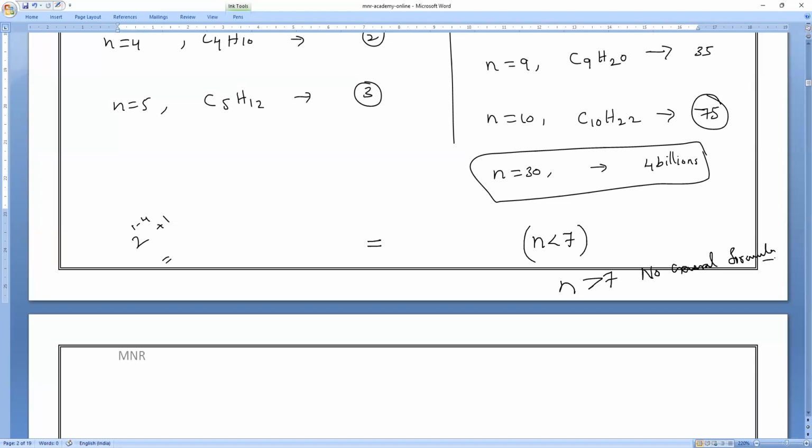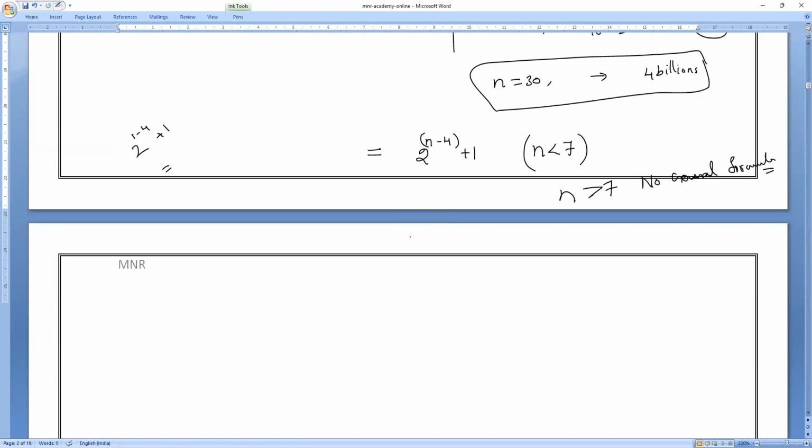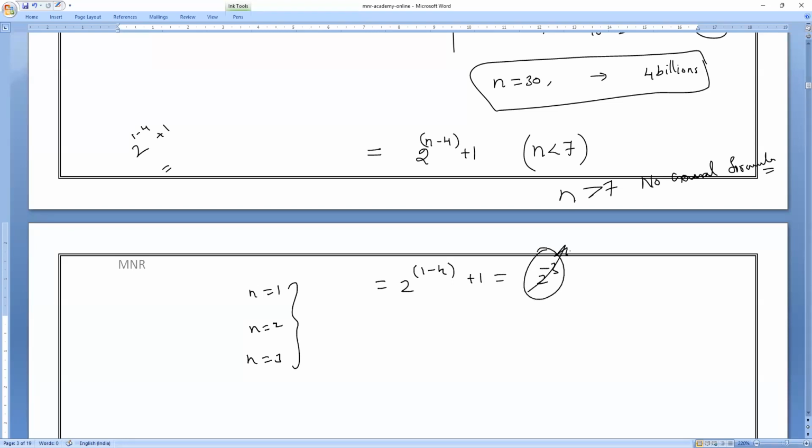So for isomers, up to n equals 7, the formula is 2 power (n minus 4) plus 1. So this is the formula. All of you check it. For n equals 1: 2 power (1 minus 4) plus 1 is 2 power minus 3, negligible, plus 1, so only 1. Same way for n equals 2: 2 power (2 minus 4) is also negligible, so plus 1 gives 1.